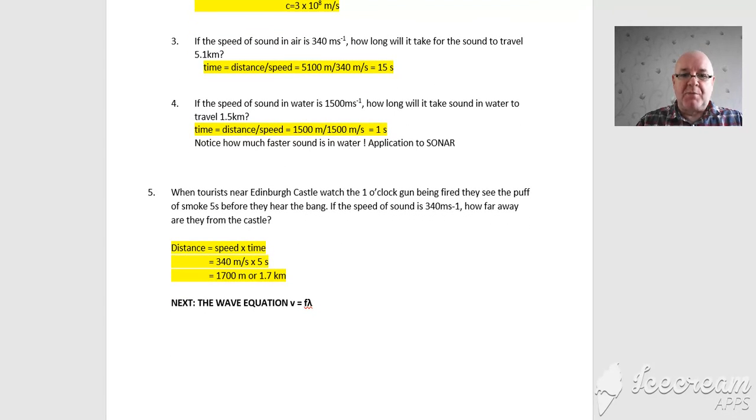And then the last one is number 5. When tourists near Edinburgh Castle watch the 1 o'clock gun going off, they see the puff of smoke 5 seconds before they hear the bang. So if the speed of sound is 340, how far away is the castle? So the distance is speed times time again. So this one is the last of the equations, the other equation. So for this one, you take 340 and you multiply that by 5, and you get 1,700 meters or 1.7 kilometers.